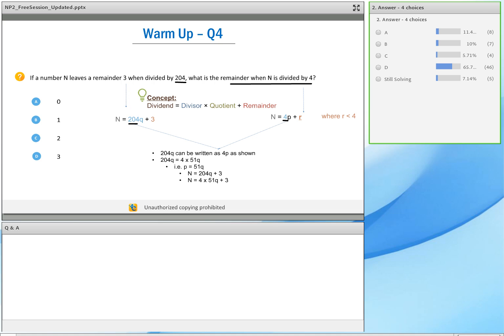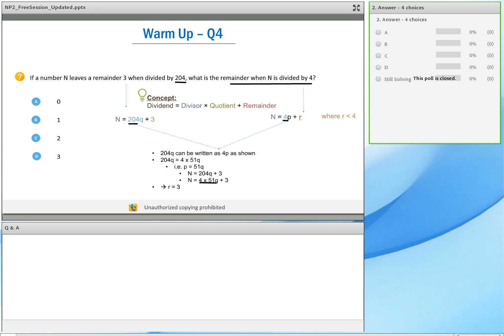So we already know n is 204 times q plus 3, where q is any number, which means n can be expressed as 4 times 51q plus 3, or in other words, the remainder that we get is 3. Why? Because this term over here is completely divisible by 4. It leaves a remainder of 0. So my correct answer is choice D, as most of you have said.